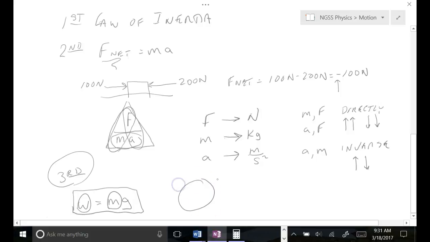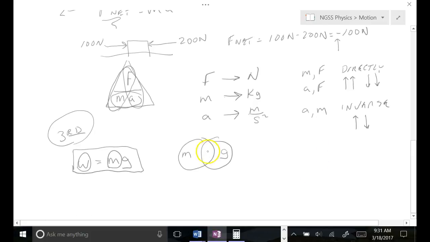So if we were to have a Venn diagram, and this were mass and this were gravity, that means that weight would be the overlap between the two, and you must have both to have weight. If I go to another planet and the gravity changes, I have a different weight, but the same mass for that reason. Okay? I hope everybody understands that.